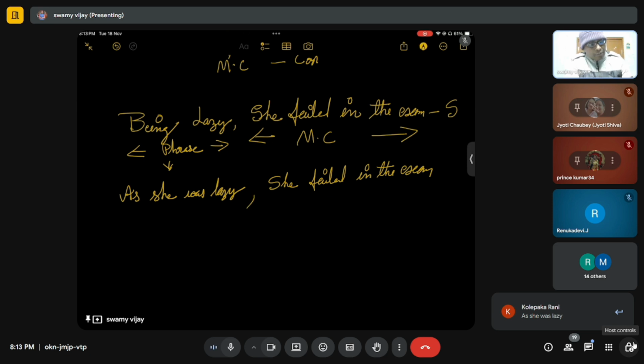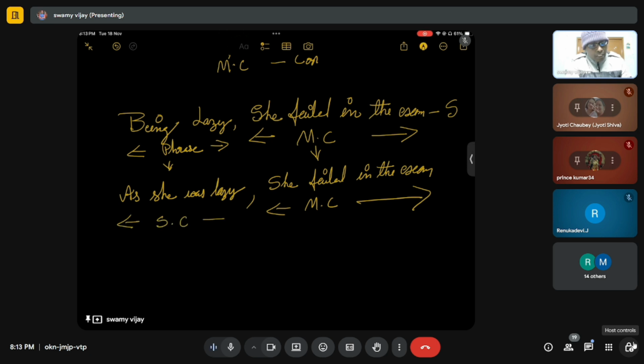So this part of the sentence is the main clause, which I have exactly copied from the simple sentence, and this phrase is converted into a subordinate clause. This is the subordinate clause. Why is it "as she was lazy"? Because "as" is the subordinating conjunction, and this subordinating conjunction connects the subordinate clause with the main clause. So this is a complex sentence.